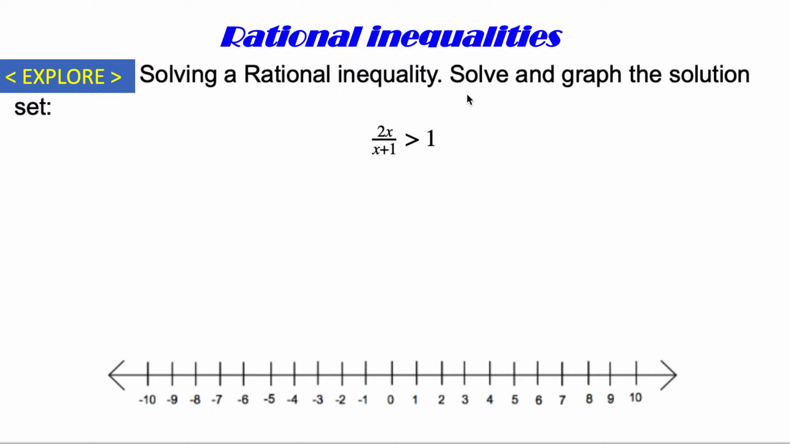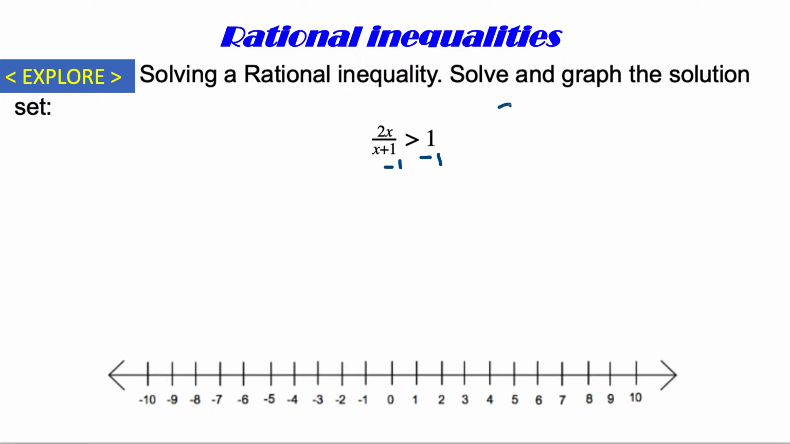Solving a rational inequality: solve and graph the solution set. So we have 2x over x plus 1 greater than 1. So what we do in here, first of all, we are going to subtract 1 from both sides of the inequality.